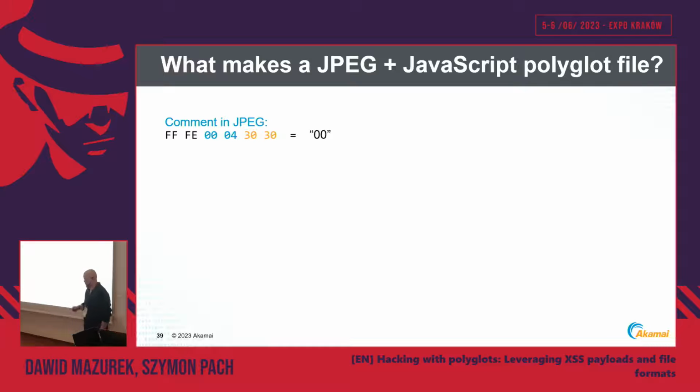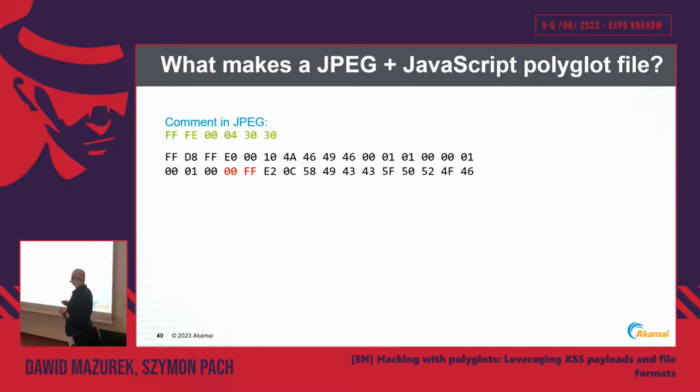Now the comment. How the comment works, if you remember from application segment 0, it's the same way. On the black, those 2 bytes, FF and FE, are just a marker for the JPEG decoder to understand that the comment is starting. On blue, we have the length of the segment, and the segment in blue and orange is just 2 zeros encoded.